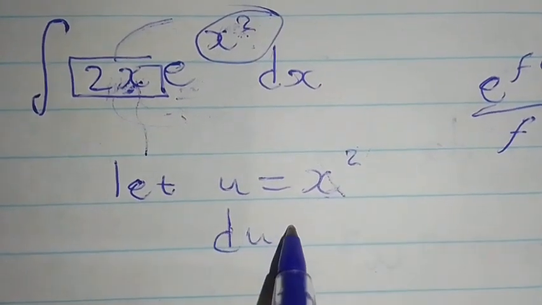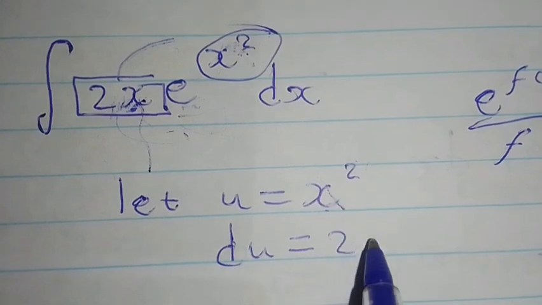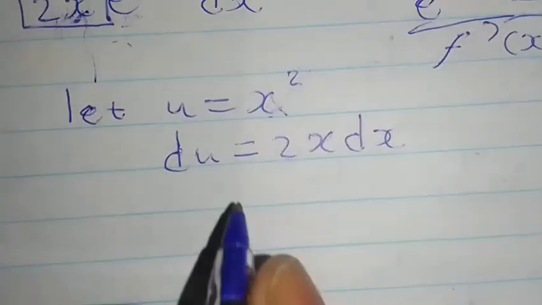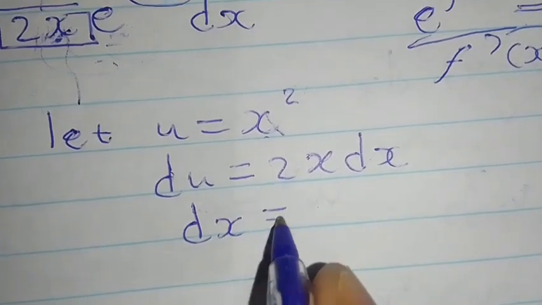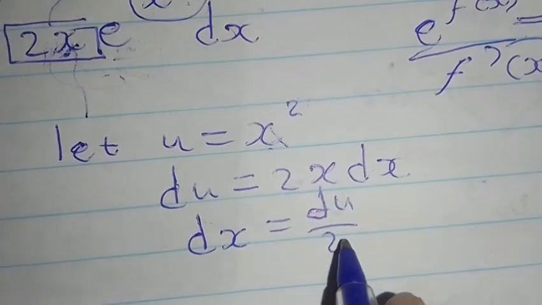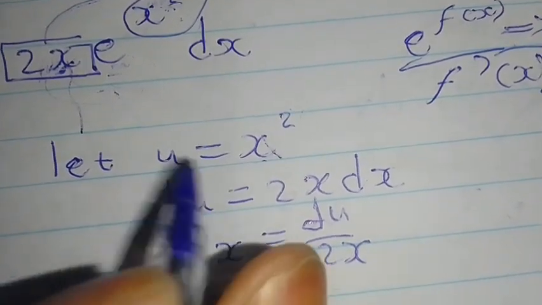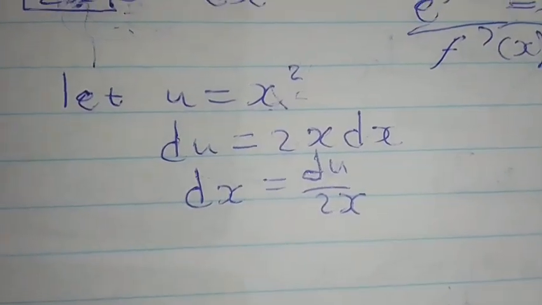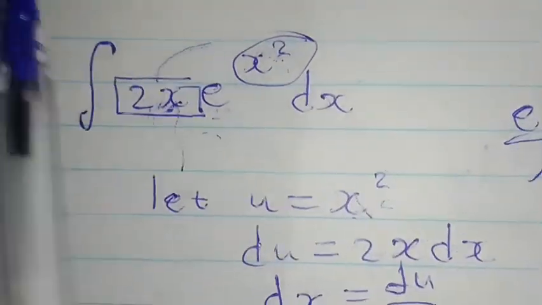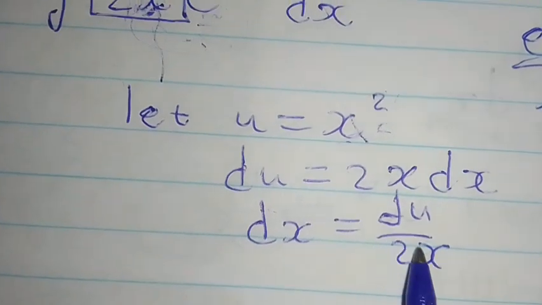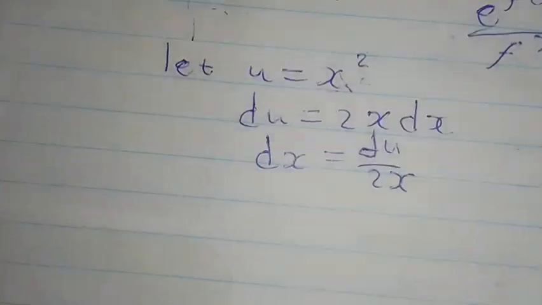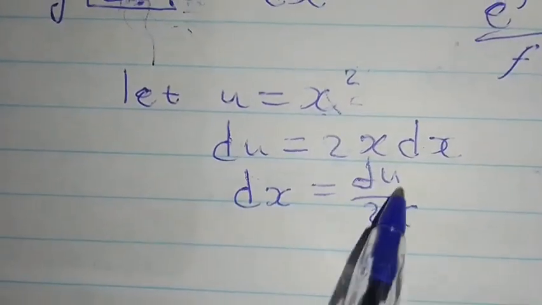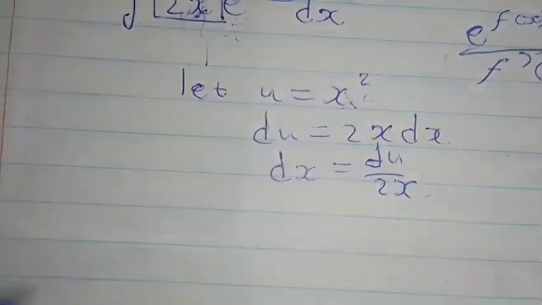Then du is the same as 2x dx. Now that means that dx is du over 2x. Now, do we need to solve for x here? We can neglect that, since we have this 2x. It's going to cancel with this one, so you don't need to solve for x. When you integrate, you must basically have one variable. But we don't need to worry about 2x because it's going to cancel with this one.